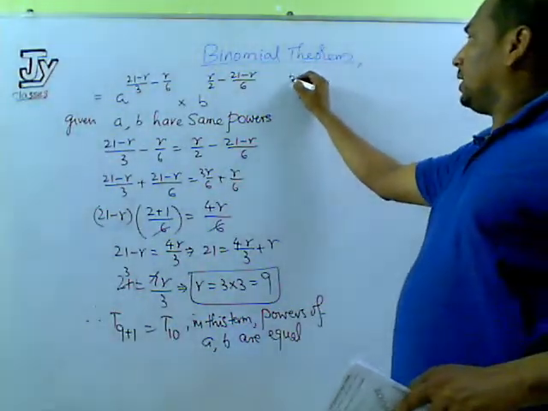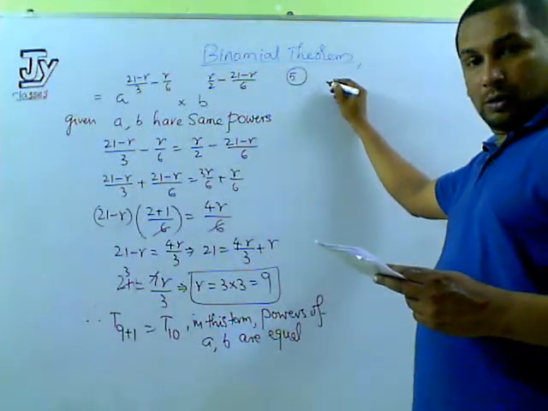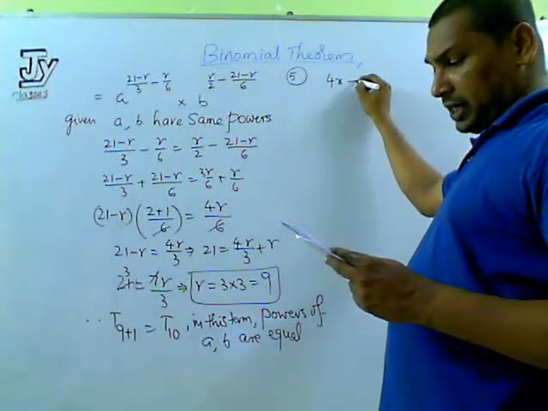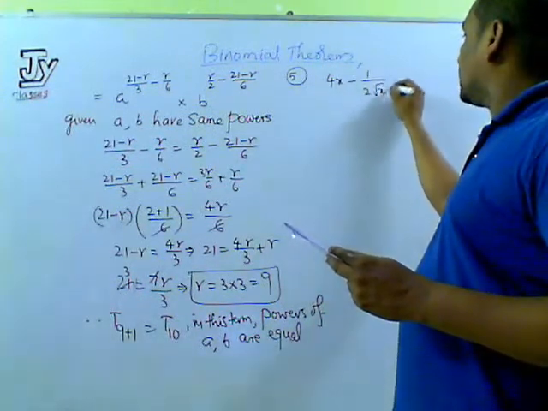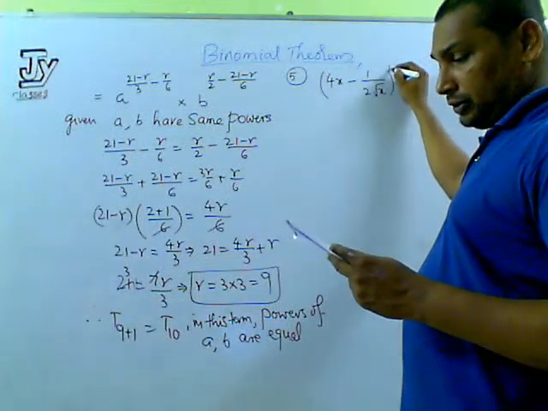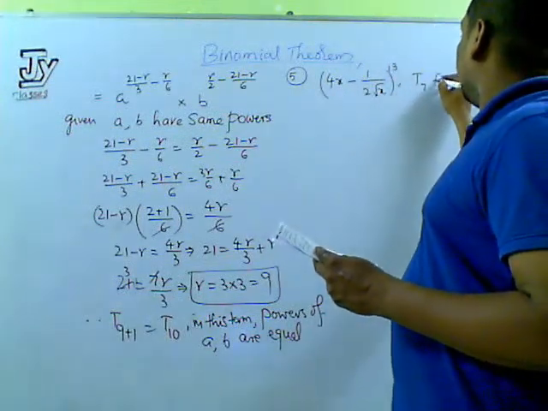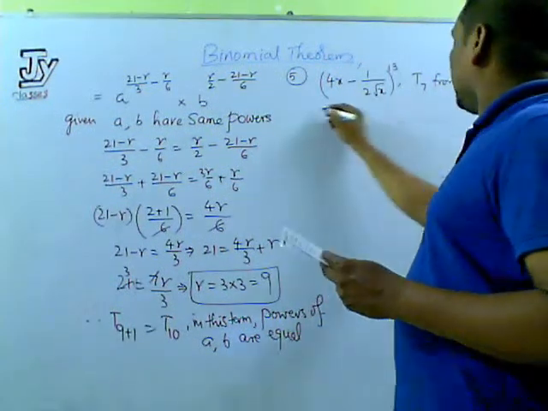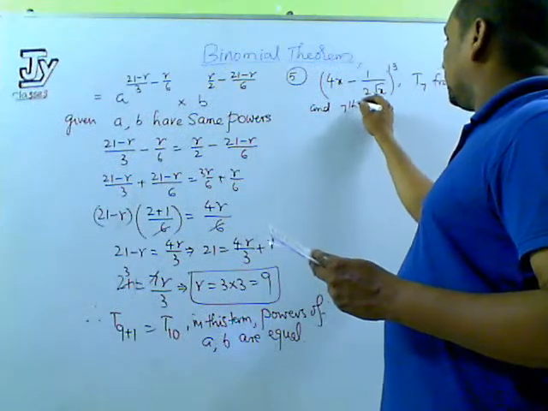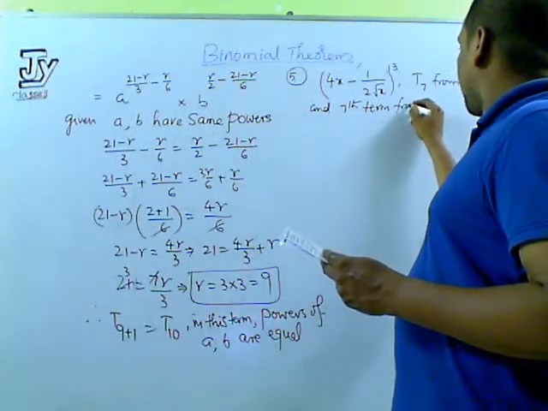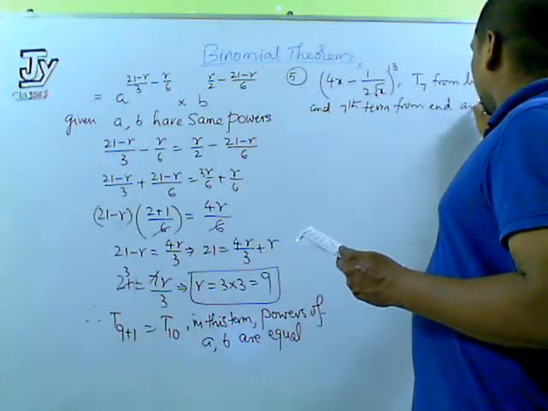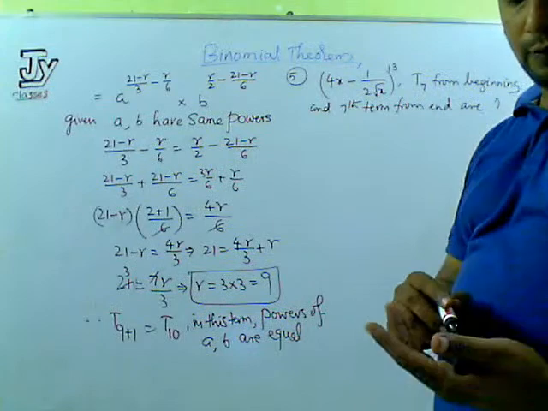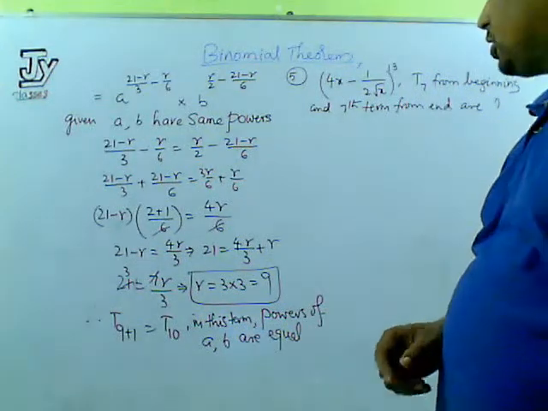So now see the fifth question. (4x minus 1 by 2 root x) whole to the power of 13. The 7th term from the beginning and the 7th term from the end are what? So try yourself, all of you. That is in your worksheet question only.